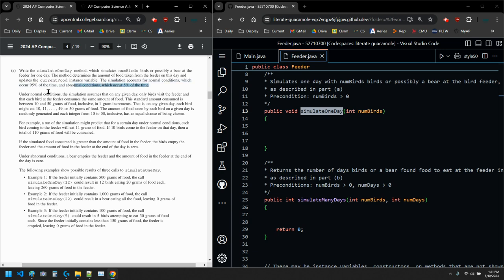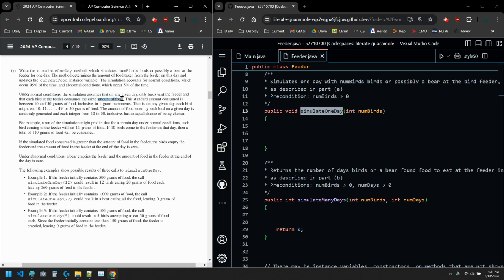Okay, so under normal conditions, on any given day, only birds visit the feeder, and each bird consumes the same amount of food. Okay, so I think I skipped that the first time I read it earlier this morning. That's good to know. I was trying to figure out why it's always the same amount, but it says right there, same amount of food.